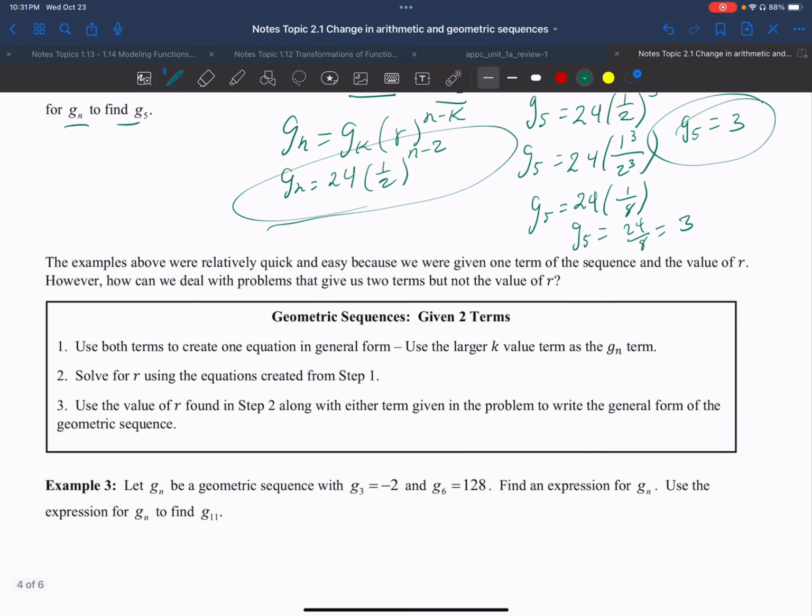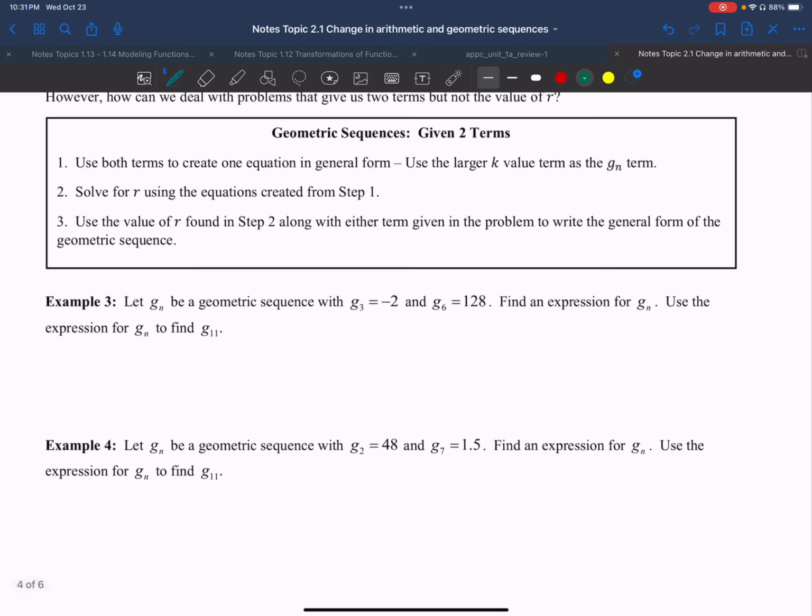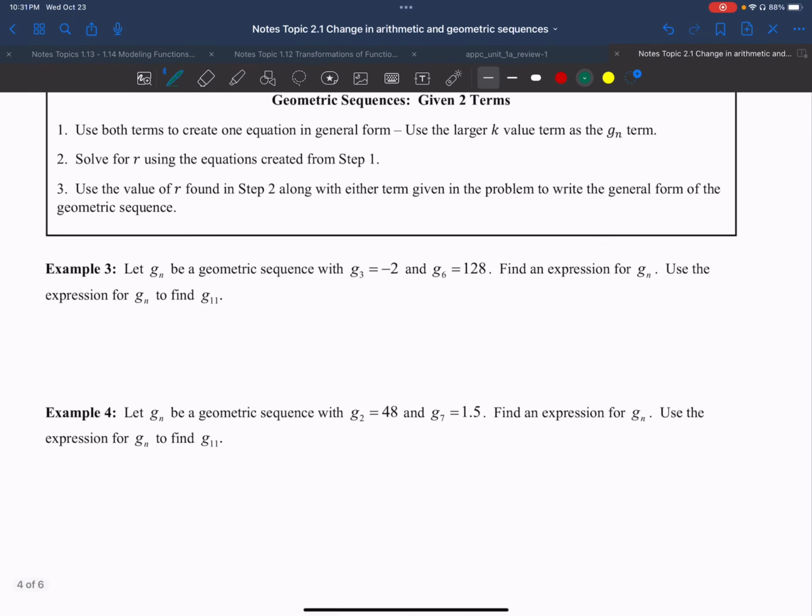Okay. We already talked about this. I talked about it on the previous problem because I was trying to bring it up. But you can pause the video and read the box about geometric sequence given two different terms. Like I said, we already did it. So I'll pause it. When you're ready, you can unpause and move on to the last two examples.